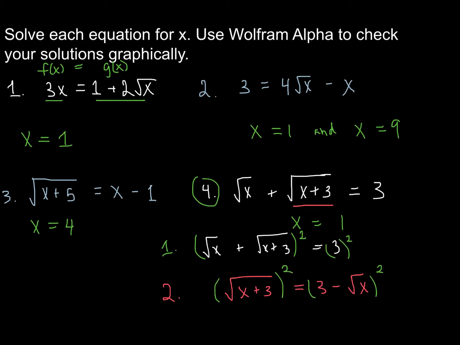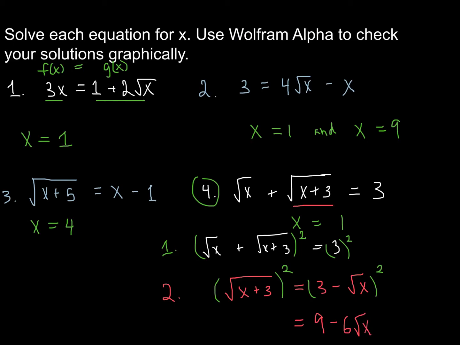And so here on the right side, again, you're going to FOIL this out, and I'll go ahead and show you what you're going to end up with on the right side of your equation. When you FOIL this out and you multiply it by itself, you'll have 9. And then you'll have negative 3 times root x twice. So you'll have negative 3 of them and another negative 3 of them. So you'll have negative 6 square root x.